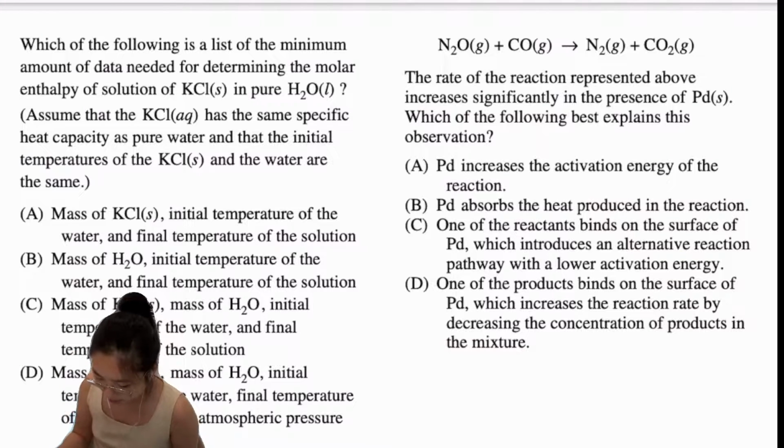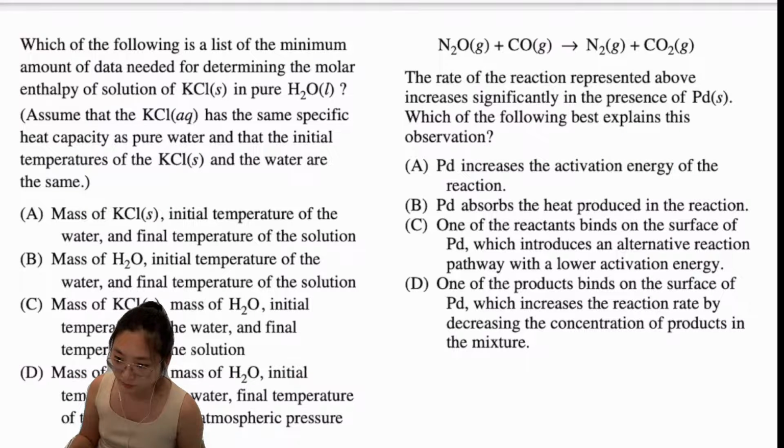Okay, so let's say for this one, N2O plus carbon monoxide forms nitrogen gas and carbon dioxide. The rate of the reaction represented above increased significantly in the presence of palladium. Oh, okay. This is actually about the reaction rate. This should be unit 5. Anyway, which of the following best explains this observation? Okay, so for the reaction rate, unit 7. Unit 7 is equilibrium. Yes, I already covered that.